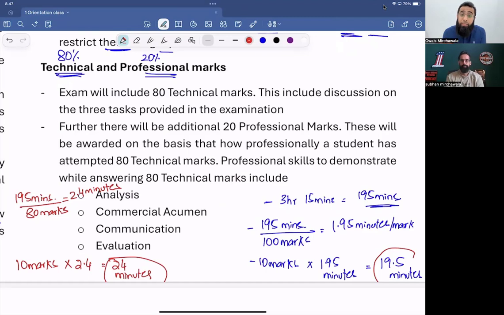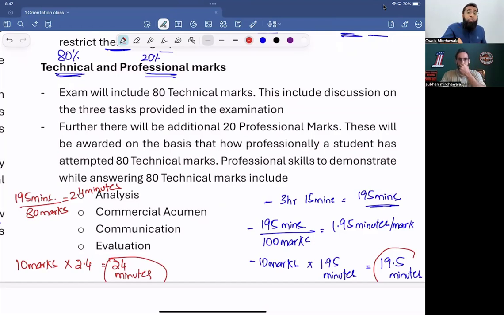is that while attempting the same 10 marks requirement, show me professional behavior. Use proper communication. Do proper analysis. Like, if you have to write 10 arguments, that means 10 technical skill marks. You can write all 10 arguments from a positive perspective only. So the 10 technical marks are done.